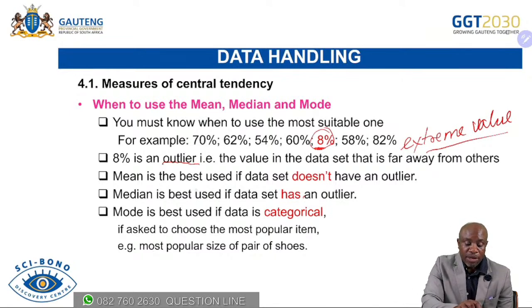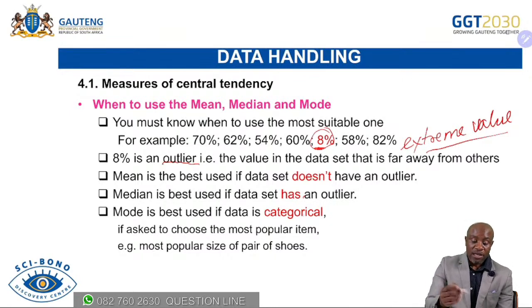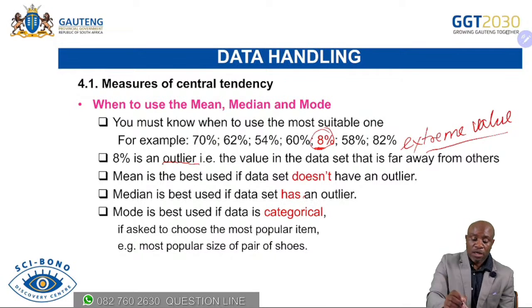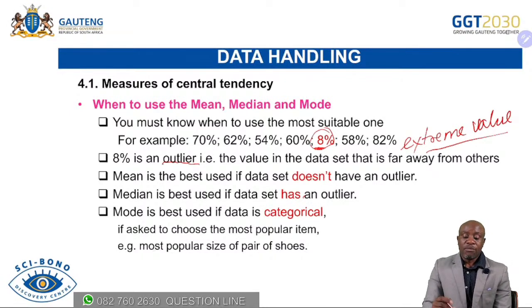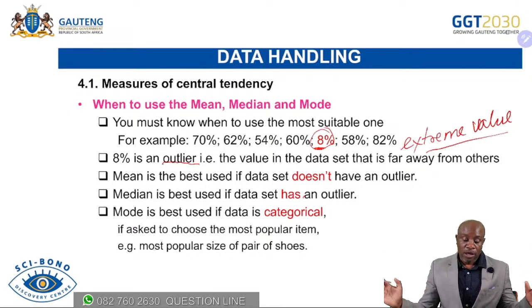The mean is best used when your data doesn't have any outliers. And the median is used if we have outliers. So if the data set has an outlier, we can use the median, because the median looks at the middle values. It ignores the end values, that means those extremely low or extremely high.